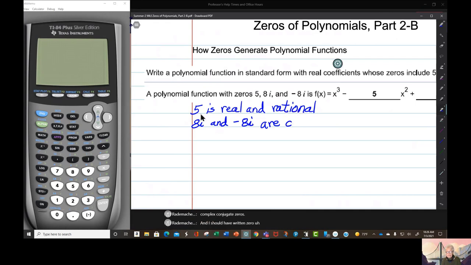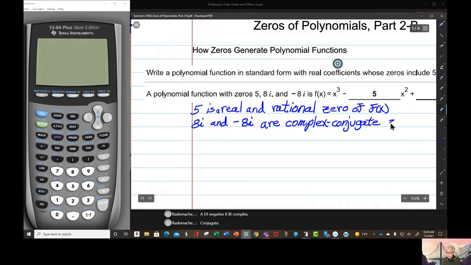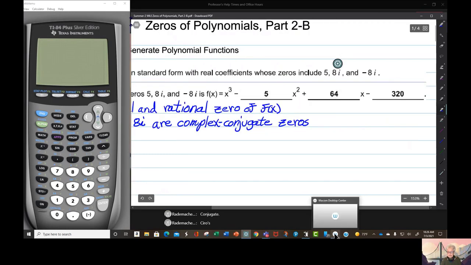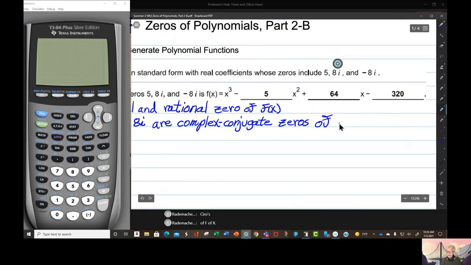And I should have written 0 up here. 5 is a real and rational 0 of f of x. 8i and negative 8i are complex conjugate zeros of f of x. Now, how do I know they're zeros? That's easy, because we're told right here. Let's move that little guy.